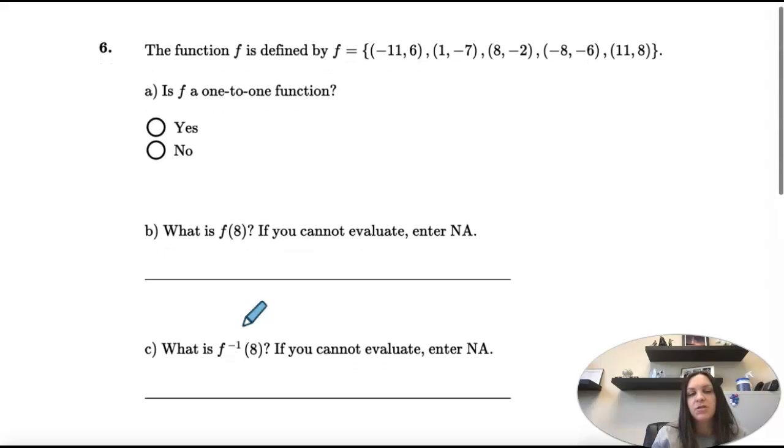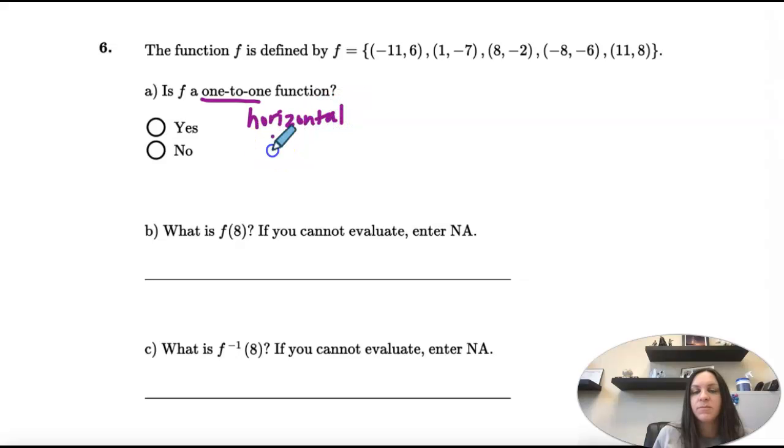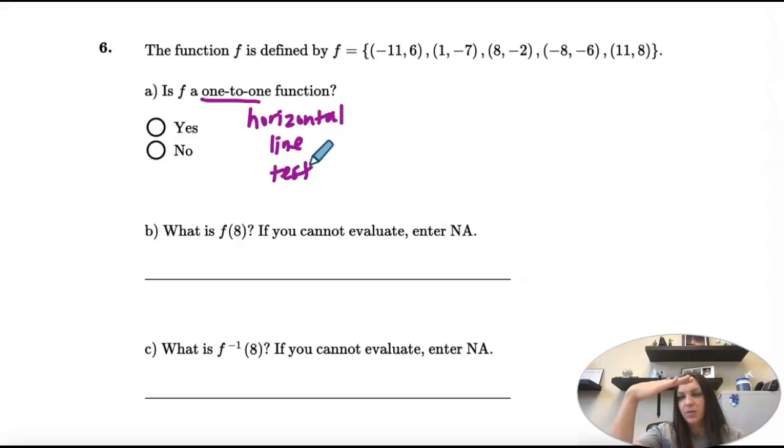So, to determine if a function is 1 to 1, we want to use the horizontal line test. So that's when we take that line and we move it through and look for hitting 2 or more points at one time.